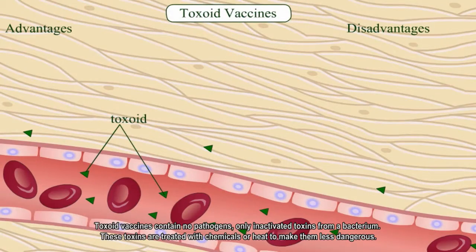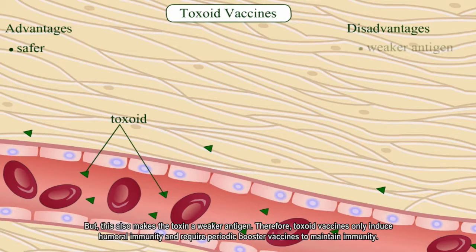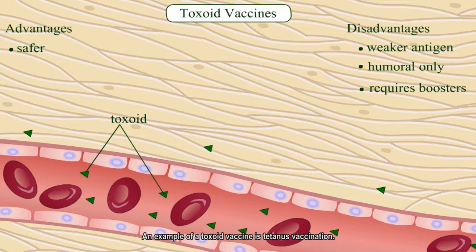Toxoid vaccines contain no pathogens, only inactivated toxins from a bacterium. These toxins are treated with chemicals or heat to make them less dangerous, but this also makes the toxin a weaker antigen. Therefore, toxoid vaccines only induce humoral immunity and require periodic booster vaccines to maintain immunity. An example of a toxoid vaccine is tetanus vaccination.